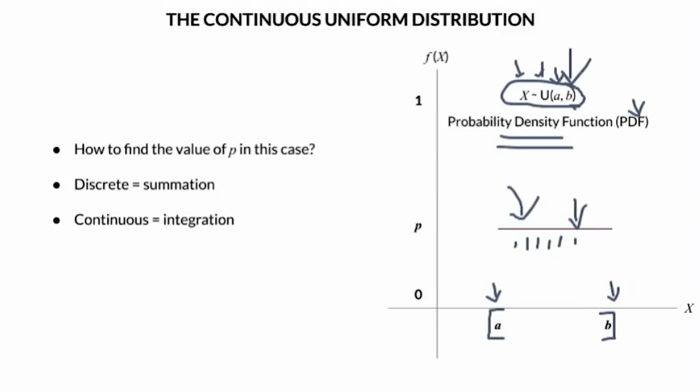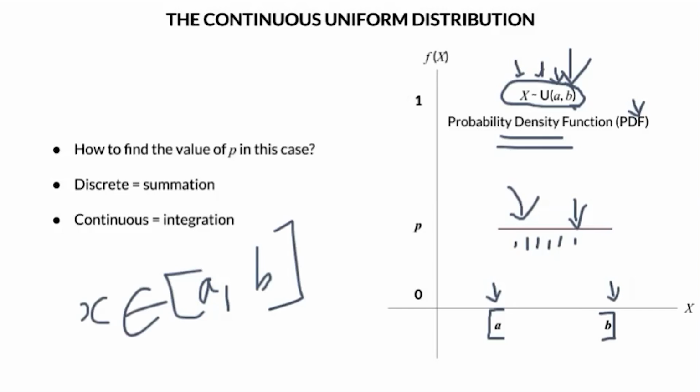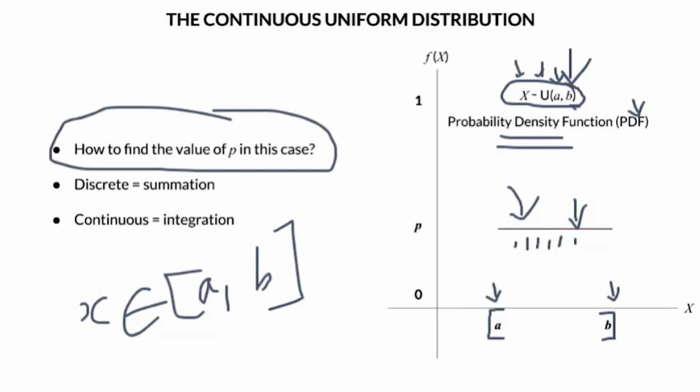Basically, x can take any value from A to B. That's what we are trying to say. There are two values, A and B, and x can take any value from A and B. Now, given this, how would you find, first of all, the value of P in this case? Question number 1.